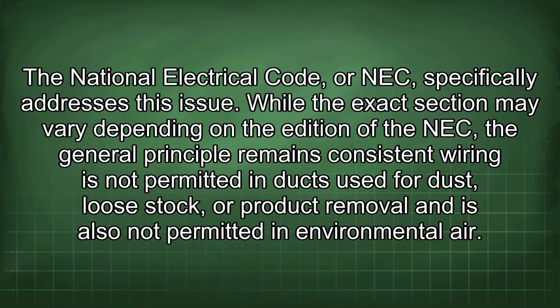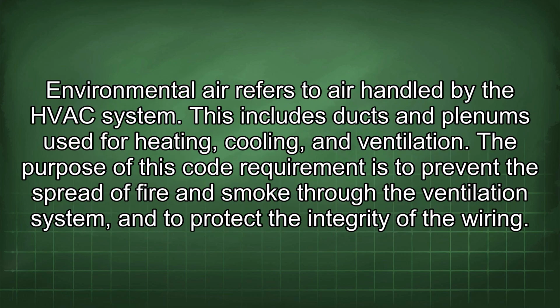Wiring is not permitted in ducts used for dust, loose stock, or product removal, and is also not permitted in environmental air. Environmental air refers to air handled by the HVAC system. This includes ducts and plenums used for heating, cooling, and ventilation. The purpose of this code requirement is to prevent the spread of fire and smoke through the ventilation system, and to protect the integrity of the wiring.